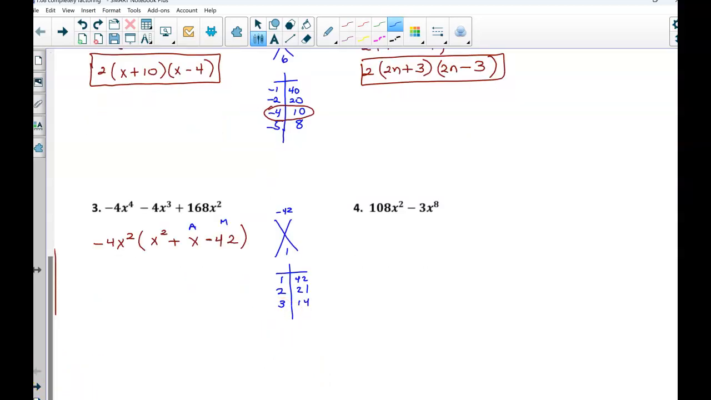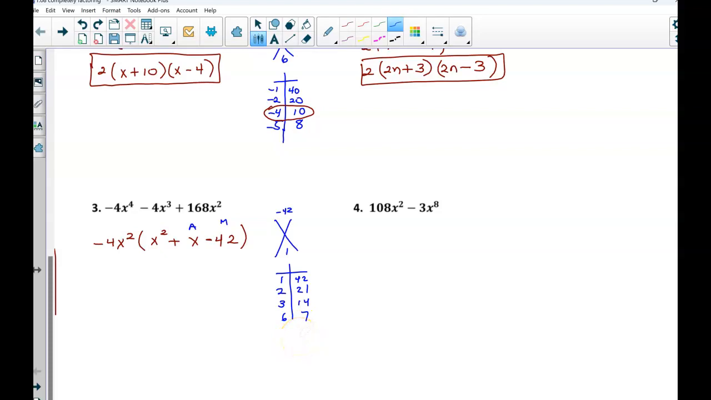4 doesn't go into it. 5 doesn't go into it. 6 and 7. Let's see what else. 8 doesn't go into it. 9, 10, 11 don't go into it. 12 doesn't go into it. I think I have them all.